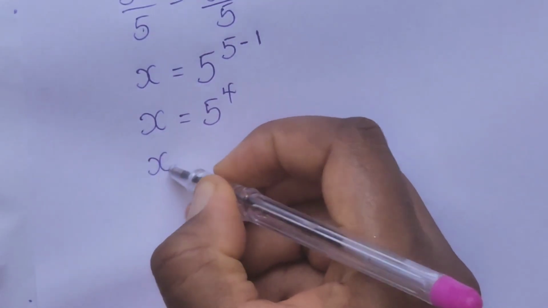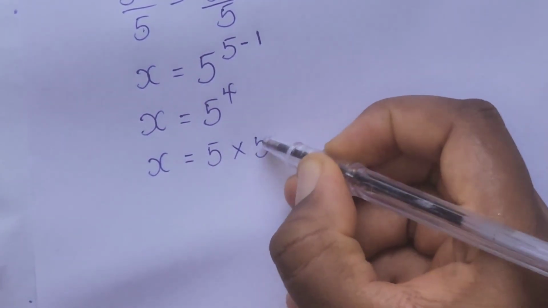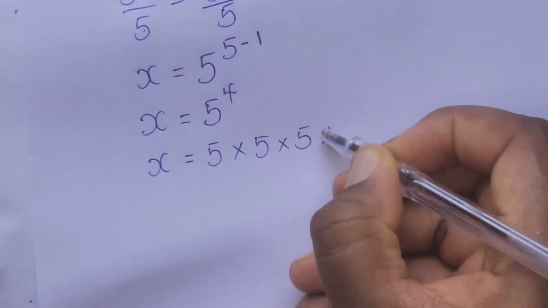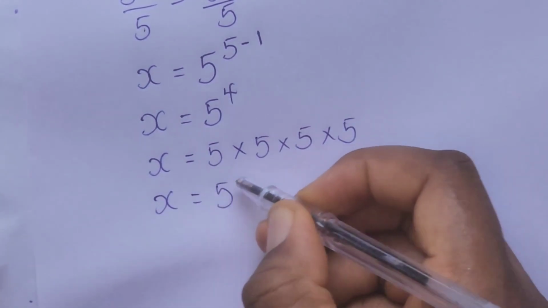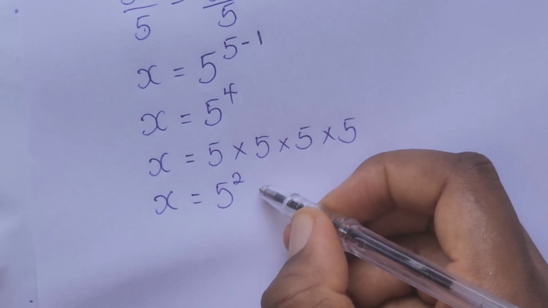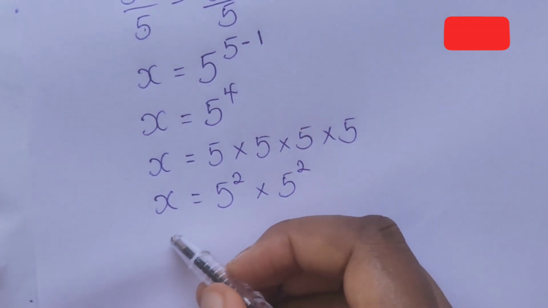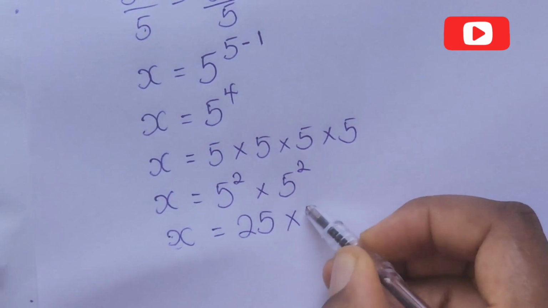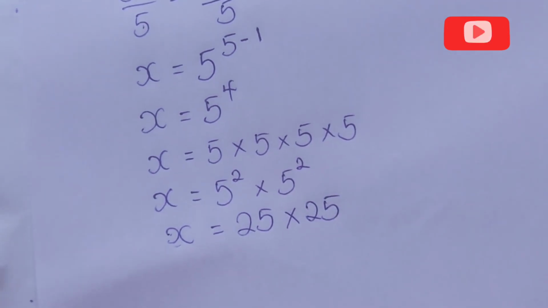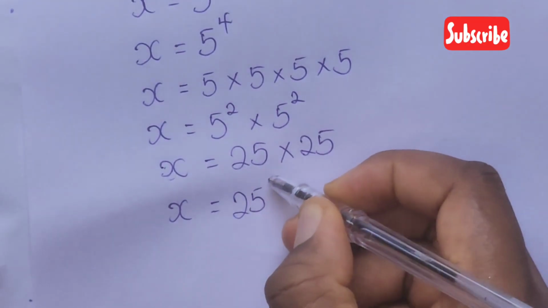So this gives us x is equal to 5 to the power of 4. So this simply means that x is equal to 5 times 5 times 5 times 5. That means our x is equal to 5 to the power of 2 times 5 to the power of 2. So our x is equal to 25 times 25. And our x is equal to 25 to the power of 2.